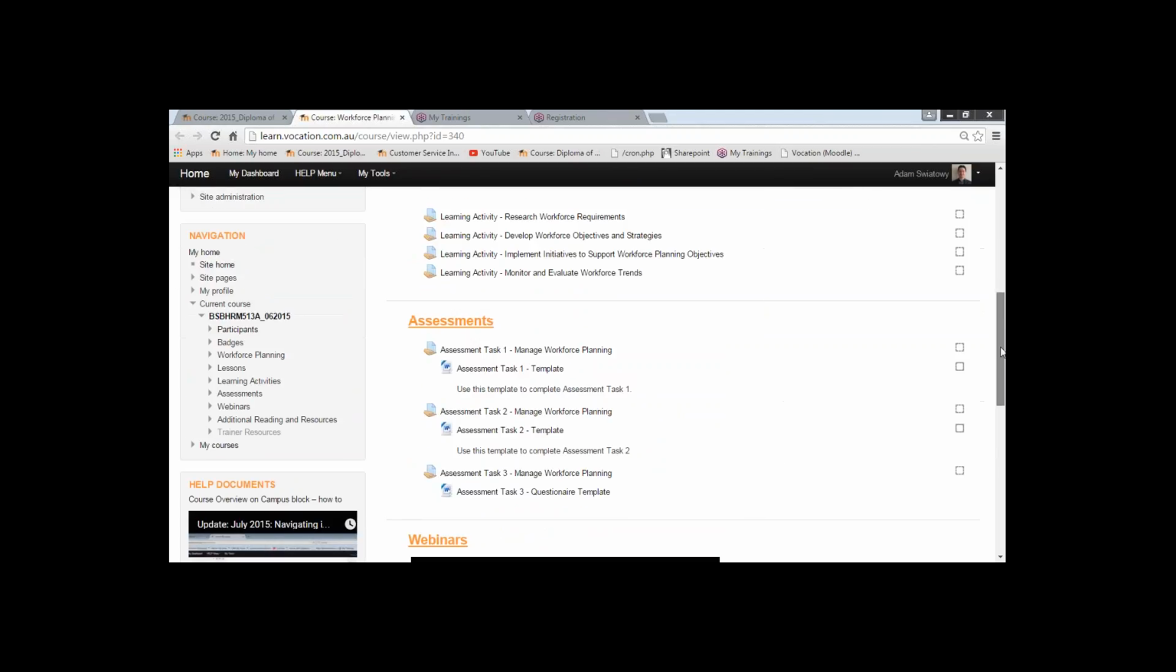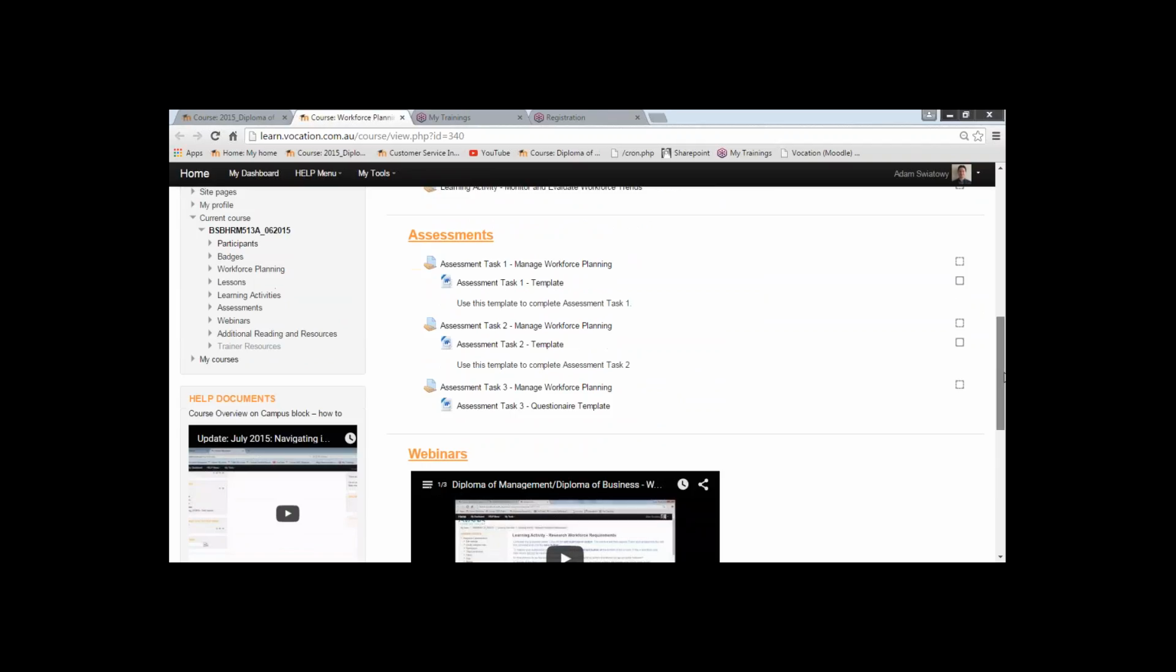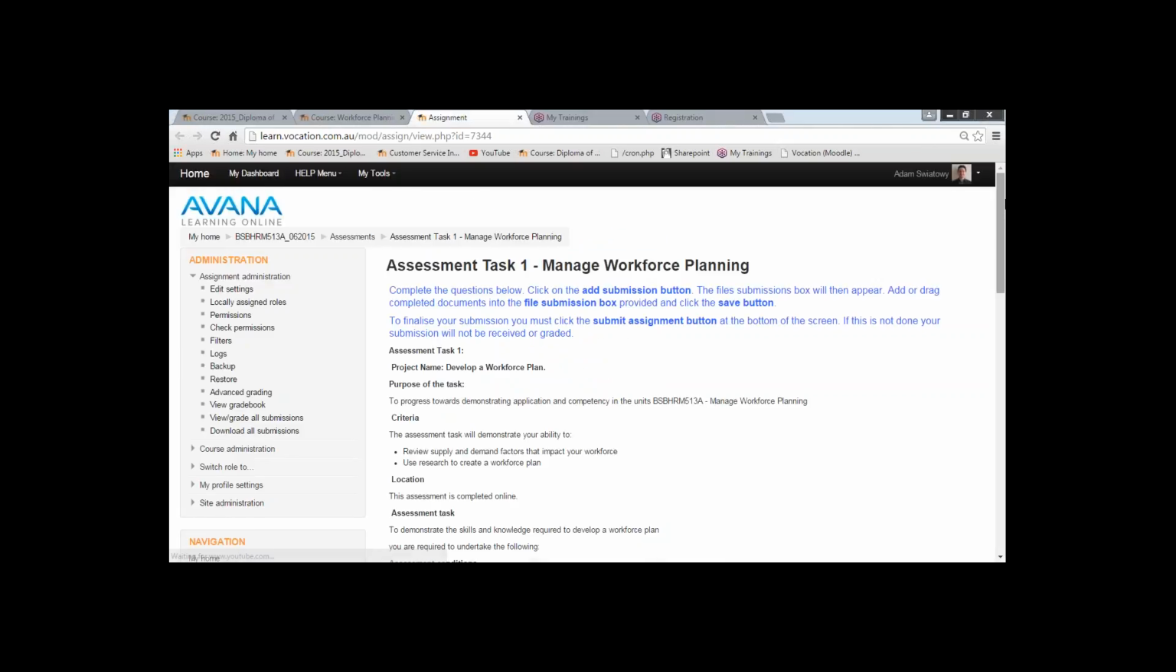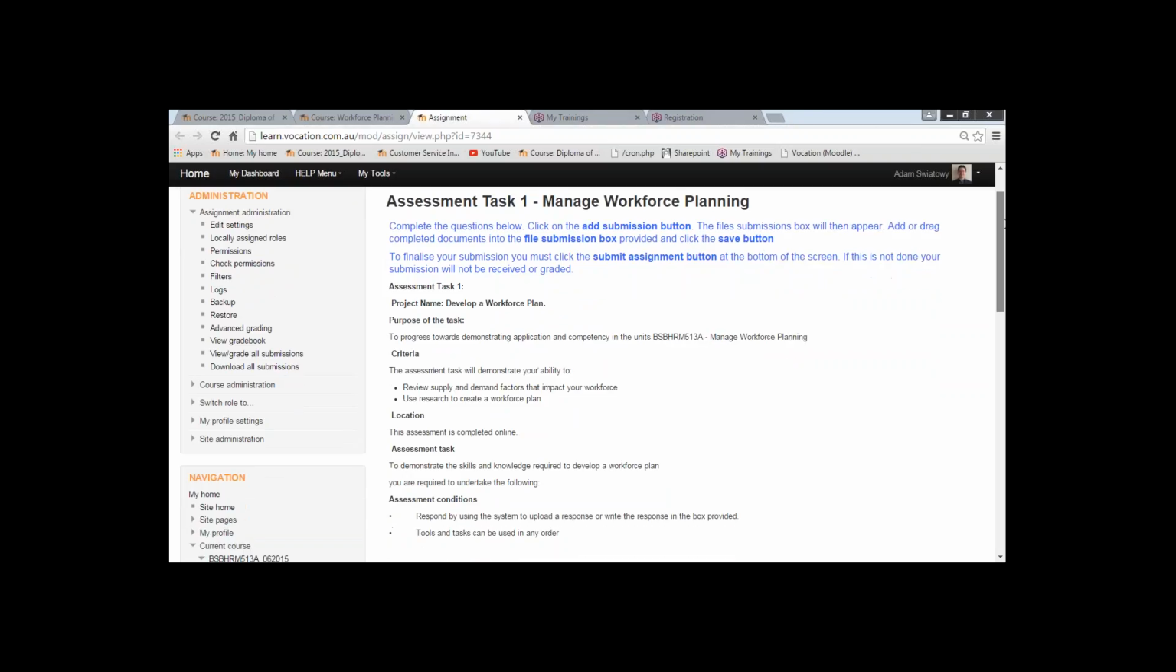So this is a quick session because I won't be going through the actual material with you in this session, just talking you through how to actually submit your assignments and your assessments for this one. So let's jump into the very first one, which is assessment task 1. Let's open that one up, and I'll just read through what we have on our screen.